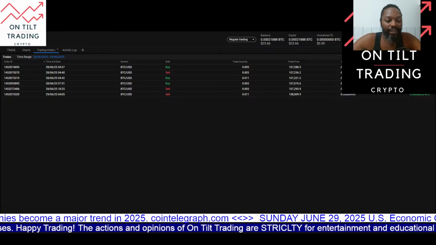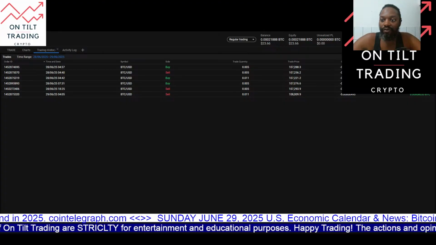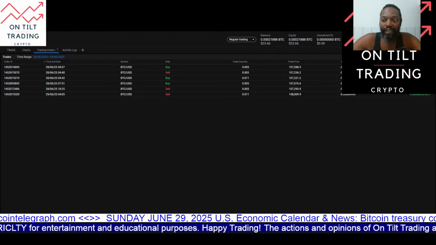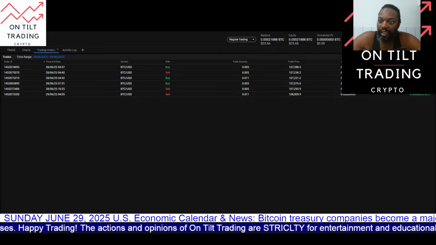This position here at 731, I took off at 1825 for a little over $1 profit. I was over leveraged, and I'm trying to do a better job of risk management, so I took this off.